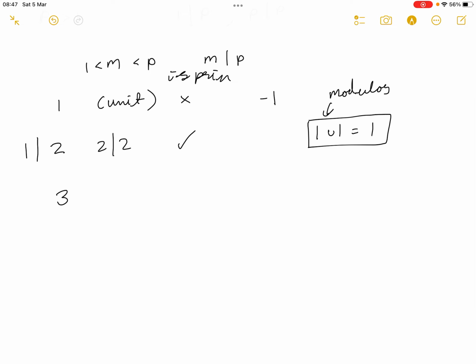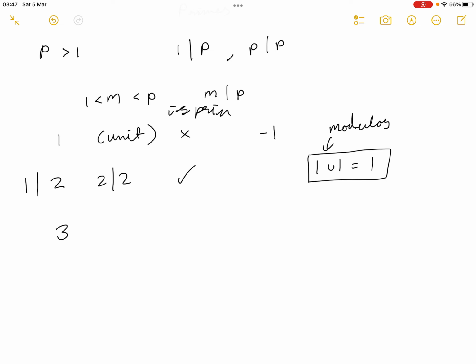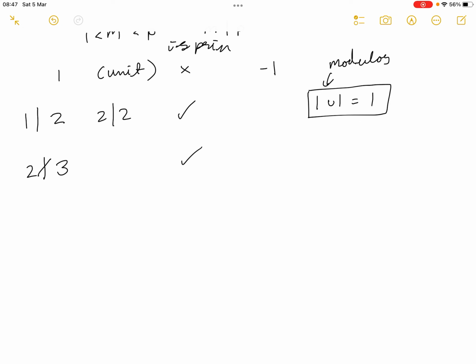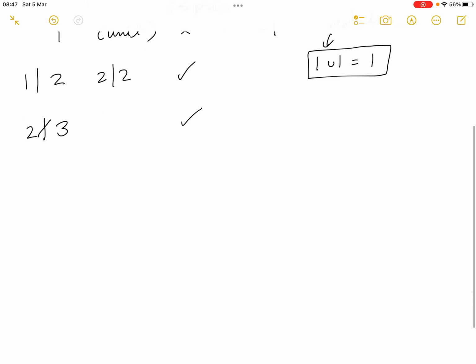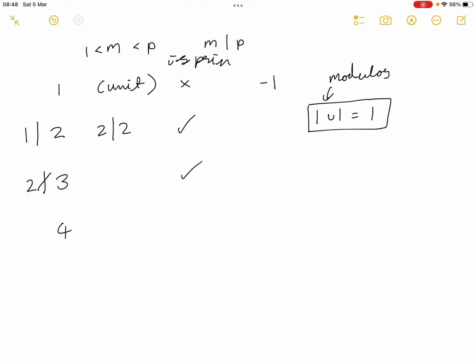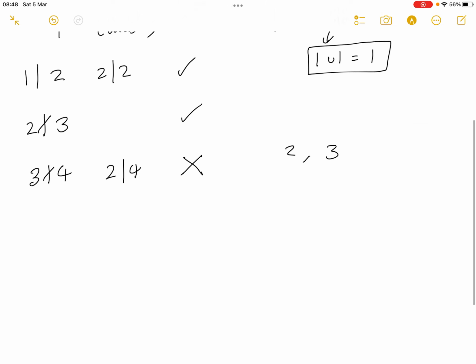What about 3? Well, we can check between 1 and 3. The only number between 1 and 3 is 2. And 2 does not divide 3, so yes, 3 is a prime. And you can check that 1 divides 3 and 3 divides 3. What about 4? Well, what are the numbers between 1 and 4? There's 2 and there's 3. So 3 does not divide 4, but 2 does divide 4, which means 4 is not a prime.